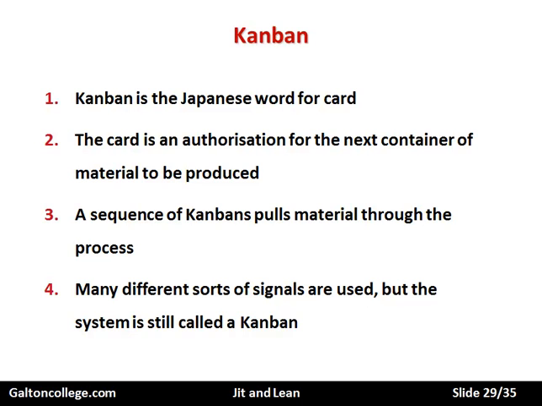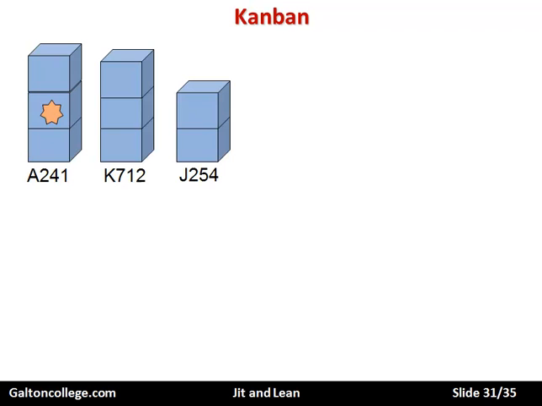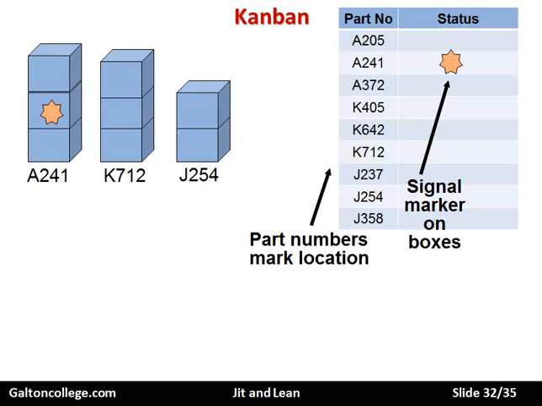We can give an example of this graphically as follows. Let's say we have different containers, and these containers contain particular jobs, A241, K712, and so on. And these are part numbers. These are jobs that were completed in the past. They've made part numbers, and now we've got this list of part numbers. And then we've got a sticker on one of them. It's on one of the boxes, and it's on box A241. This particular sticker.